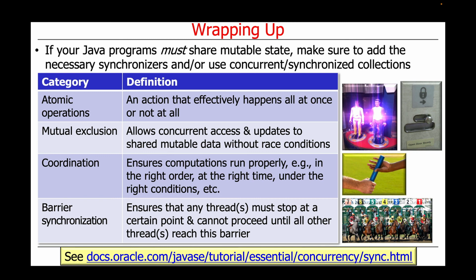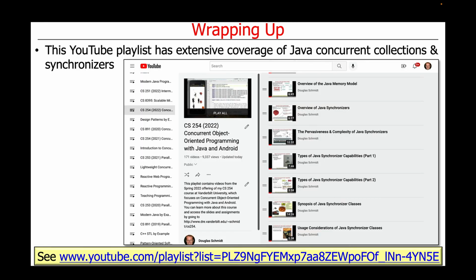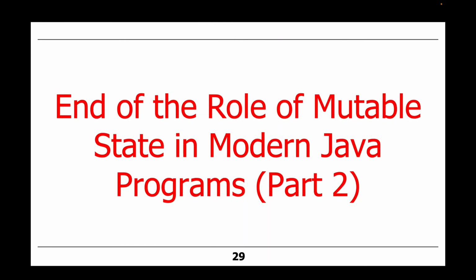There's a wide range of these synchronizers and/or collections, which are summarized on this slide. This YouTube playlist has extensive coverage of Java concurrent collections and synchronizers. So that's the end of part 2 of our discussion on the role of mutable state in modern Java programs.